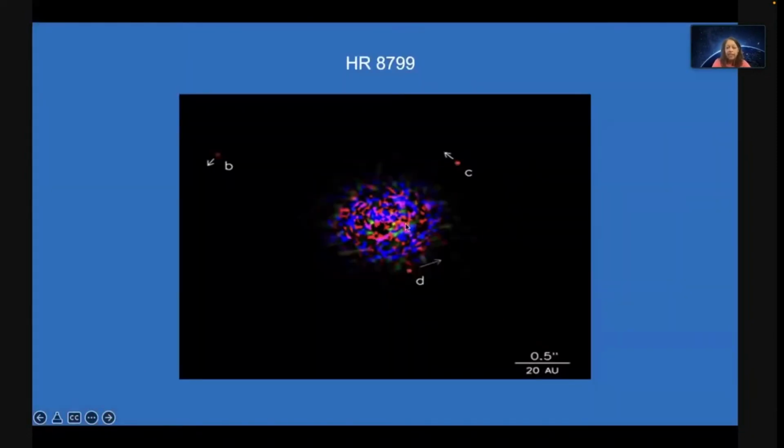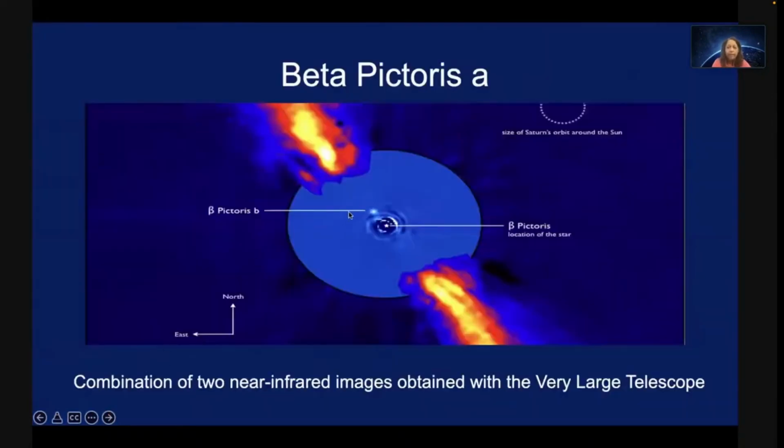So you can see that, for example, for this star, you can actually detect the 3 planets which are there, and they have been done. Beta Pictoris is another planet which has been imaged using the VLT, the Very Large Telescope. You could put a coronagraph on it to actually then detect the planet.